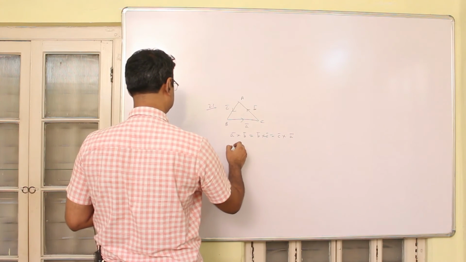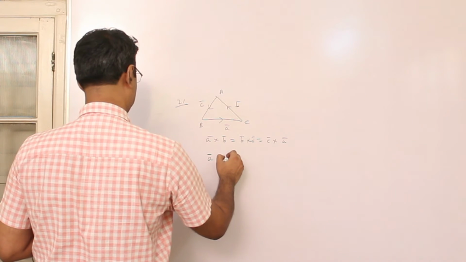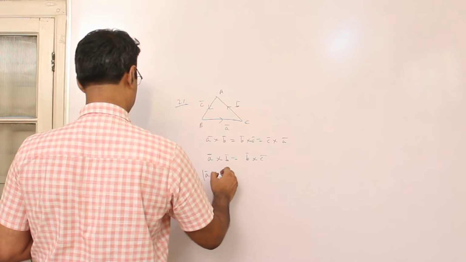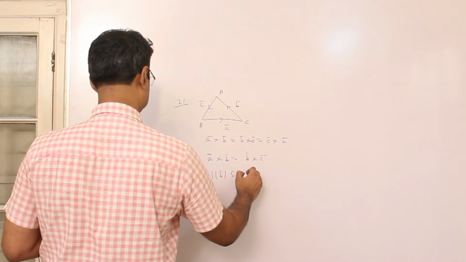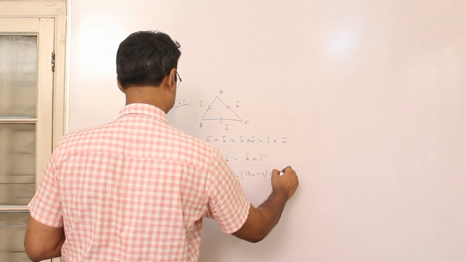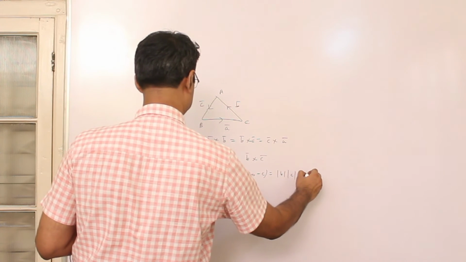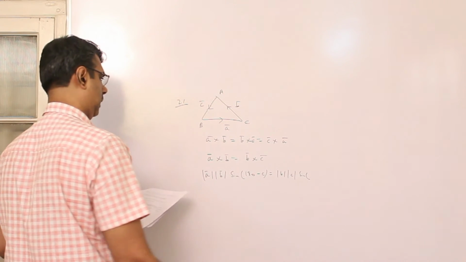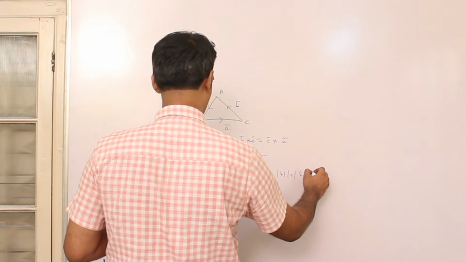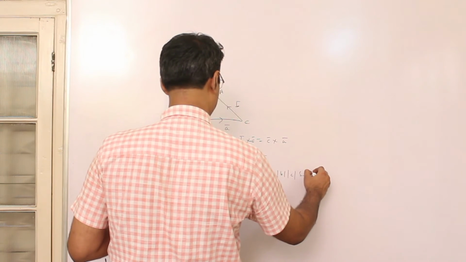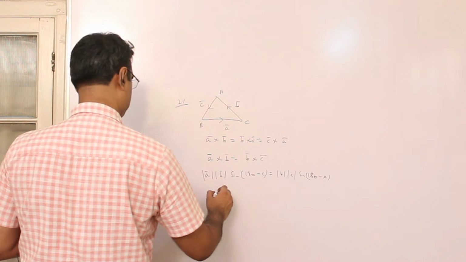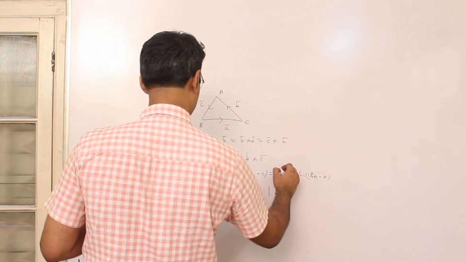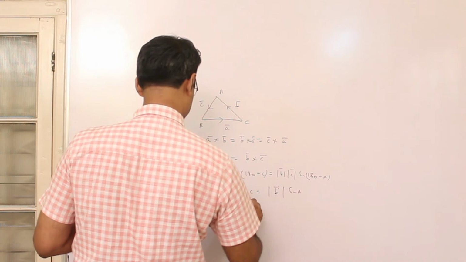Now there is a second part of sum number 21 which says hence deduce the sine formula. Now A cross B is equal to B cross C. So modulus of A into modulus of B into sine 180 minus C is modulus of B into modulus of C into sine 180 minus A. So you will get modulus A into sine C is equal to modulus of B into sine A.